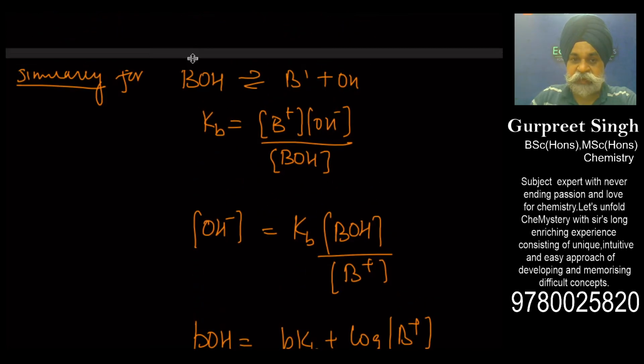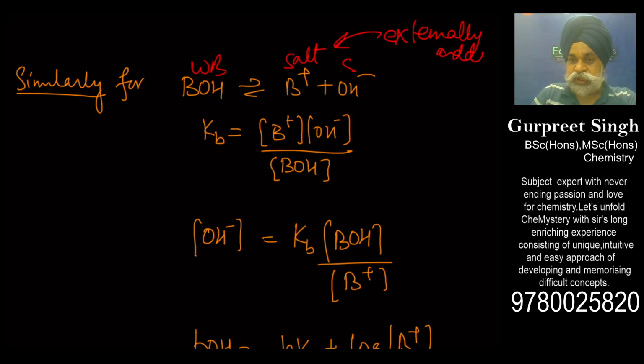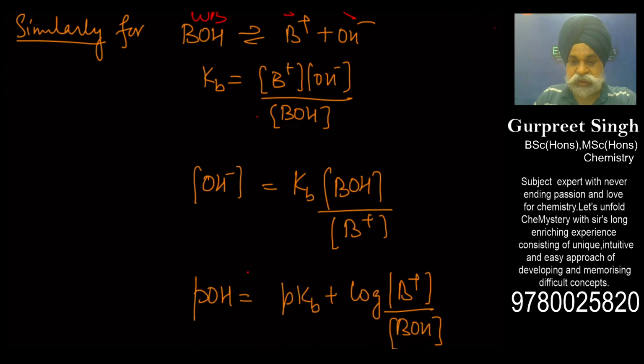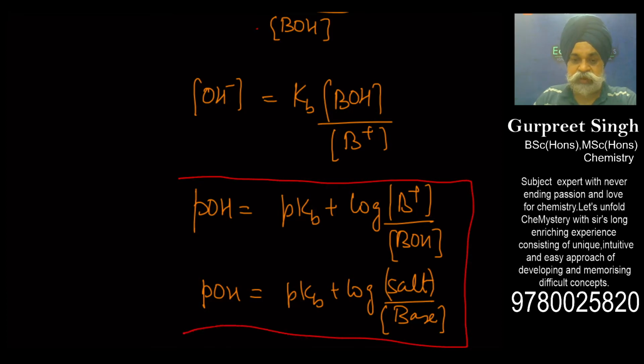If you have a weak base, along with that salt, which is externally added into this composition, and similarly Kb, and rearrange this equation, this again would give you pOH. That is, pOH is equal to pKb plus log salt upon base.